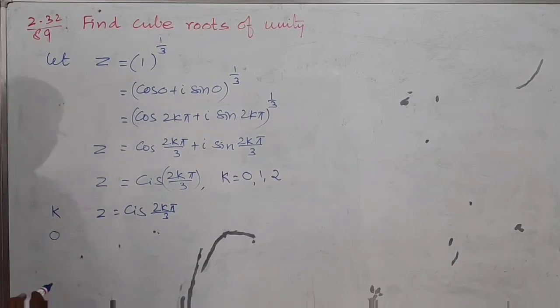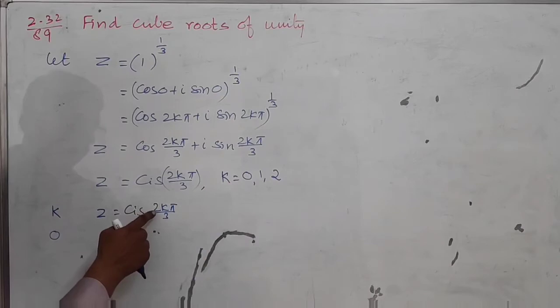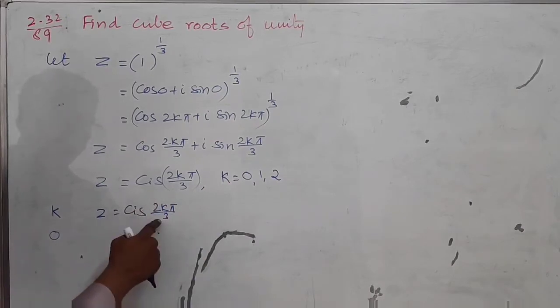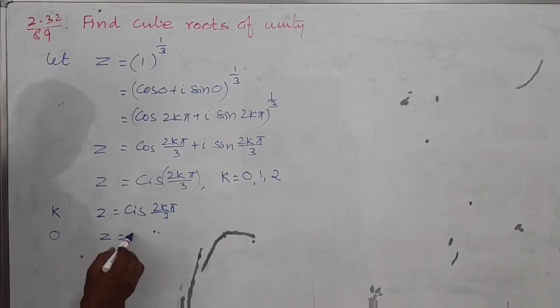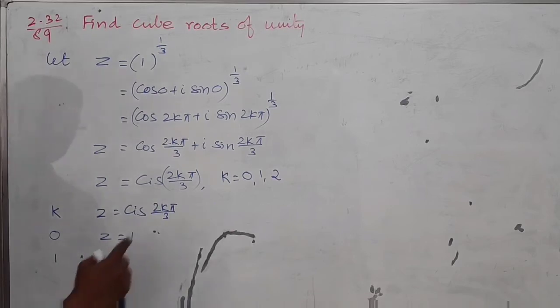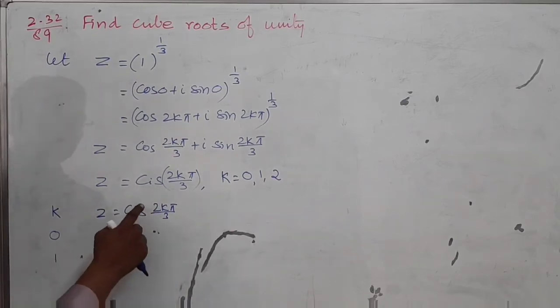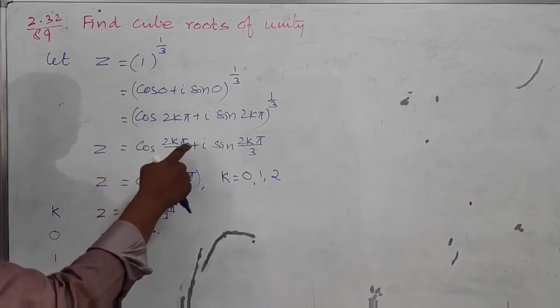Okay, now here k equal to 0 you can say. K equal to 0 means you can write cos, this entire term will become 0. Cos 0 plus i sin 0. Its value is nothing but 1. Then if we put k equal to 1, k equal to 1 means 2 pi by 3. That is cos 2 pi by 3 plus i sin 2 pi by 3.